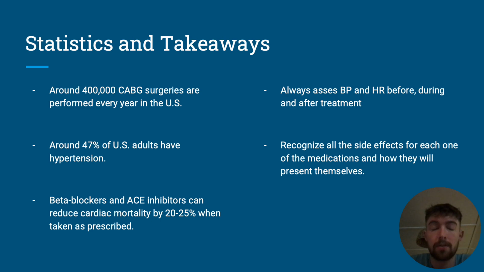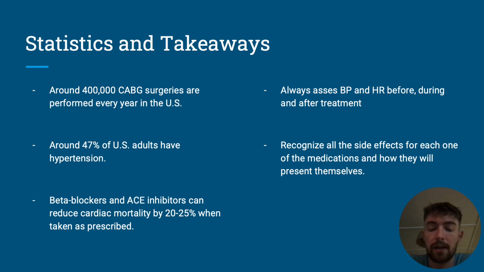So yeah, some cool statistics and takeaways that I found when researching this: around 400,000 CABG surgeries, coronary artery bypass graft surgeries, are performed every year in the U.S. Around half of U.S. adults have hypertension, or high blood pressure, and beta blockers and ACE inhibitors can reduce cardiac mortality by 20 to 25% when taken as prescribed. That's anywhere from 1 in 5 people to 1 in 4 people, which is a pretty big deal.